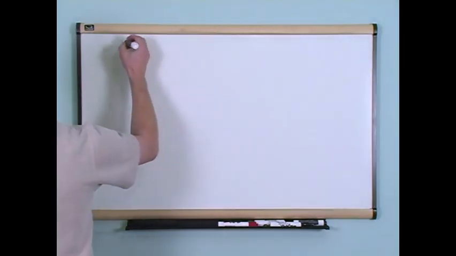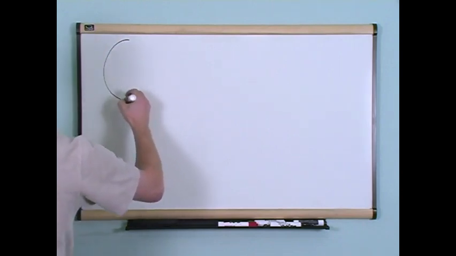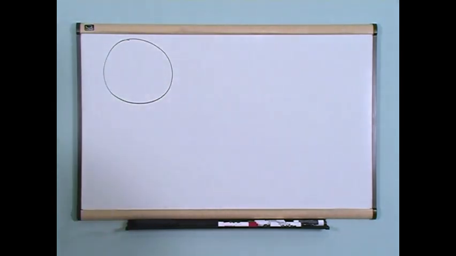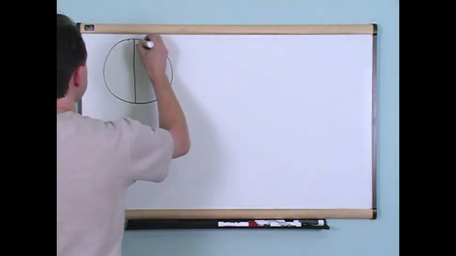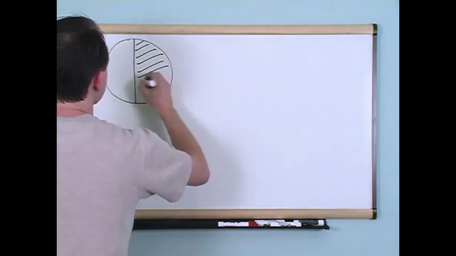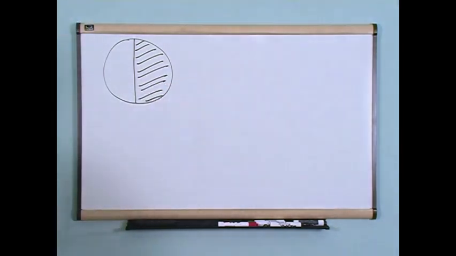Remember back from the previous section, here's a pie. It's my favorite thing in the world, pie. And we've already talked about the fact that this would be 1/2 of a pie. You already know this, 1/2 of a pie.